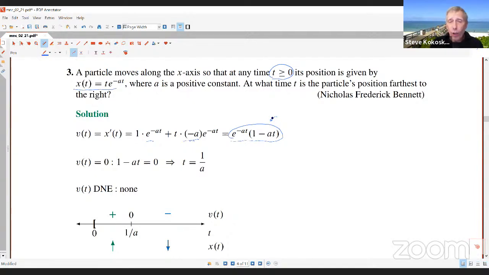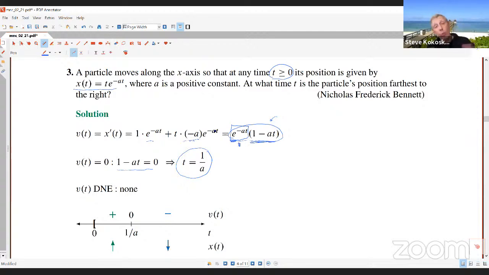So one thing I noticed right off the bat here is that this expression, e to the minus at, is always greater than 0. How do I make the velocity equal to 0? Well, only if one of the factors is 0, and this is always non-zero, always positive. So the only way I can make this product 0 is if this is 0, okay? So I'm going to set that expression equal to 0. I'm going to solve for t. I've got t equal to 1 divided by a.